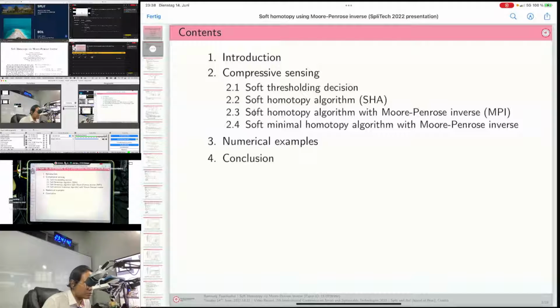The minimal version is the reduced complexity version of this one. It's called the soft minimal homotopy algorithm with Moore-Penrose inverse. After that we will see a numerical example to check whether these two proposed methods work well or not, and finally we will see the conclusion of this presentation.